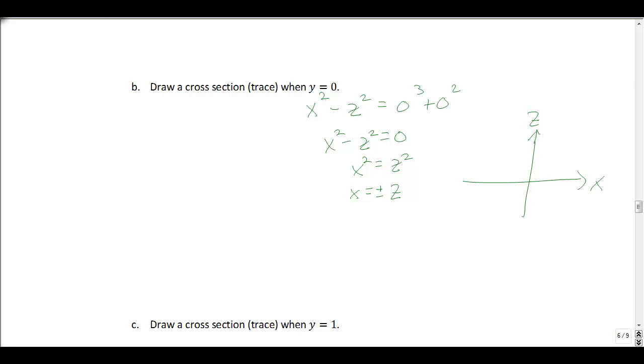So when we go to graph this, we're actually going to get two lines, x equals z. It's going to be this line here. We're also going to get x equals negative z, which is this line here. So this is sort of this x here. So our cross section is an x when y equals 0.